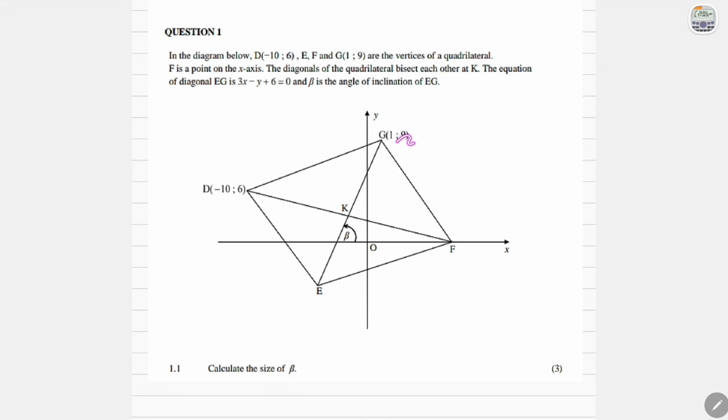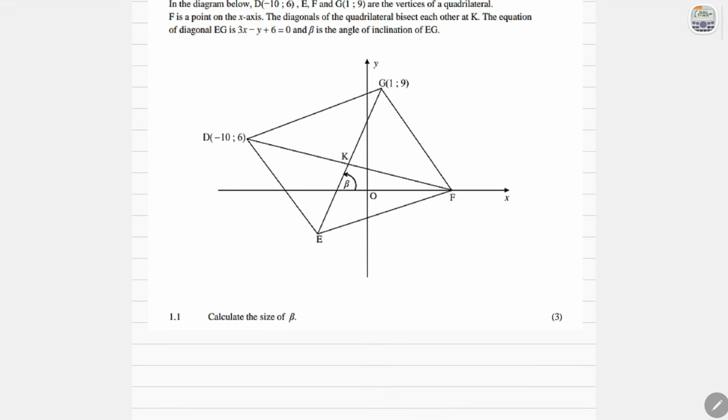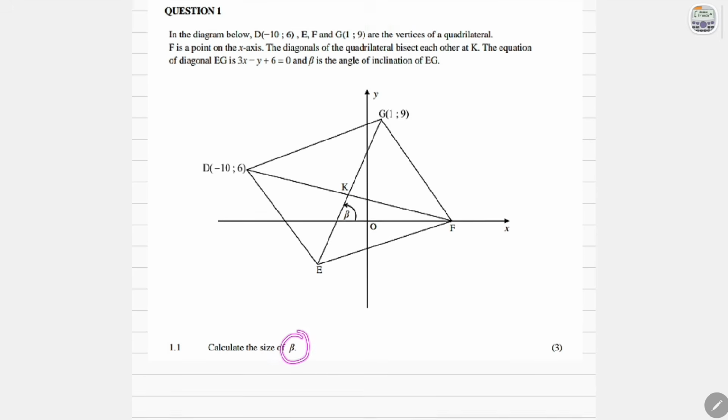I've seen this question before. Let's just see. The equation of diagonal EG is 3x - y + 6 = 0. The reason I say I've seen this question before is because on this platform, there is also an exam paper with this exact question. You would probably remember that. And they also say beta is the angle of inclination of EG. And the first question, they are also asking for the size of beta.